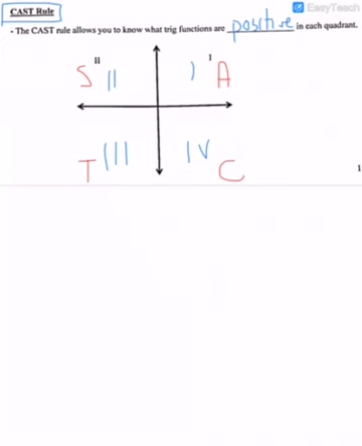So what this means is in the A quadrant, all trig ratios are positive. In the S quadrant, only sine is positive. In the T quadrant, only tan is positive. And in the C quadrant, only cosine is positive. So again, it's a smart trig class, and it tells you which trig functions are positive in each quadrant.